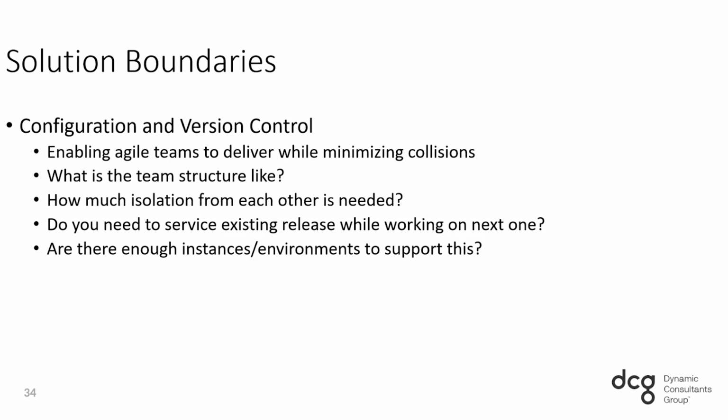So what we can do is create configuration of version control. So how do we do this? We enable the agile teams to deliver while minimizing collisions by separating out solutions for them. So don't have everyone working in the same solution. When I get a ticket and it has a task on it to configure something inside the system, the first thing I need to know is what solution am I going to work in to work on that issue.